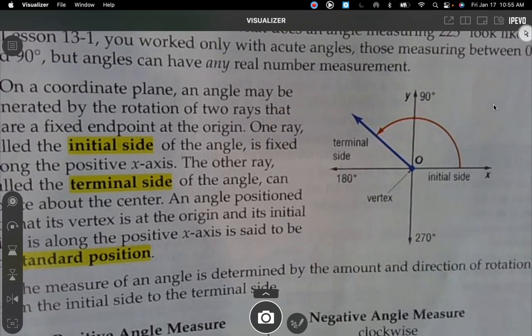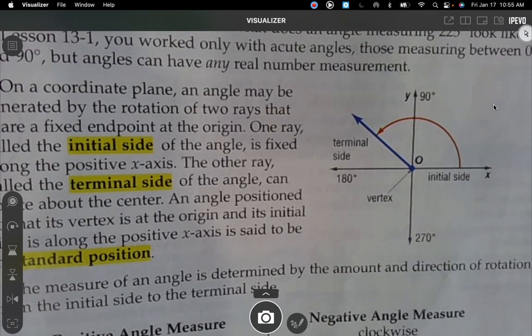Does everybody see that this angle is somewhere between 90 and 180? Do we see that? Yeah? We're going to learn where that is in a little bit. But this is called your terminal side, and your initial side means it's where you start. And then that's just your vertex.